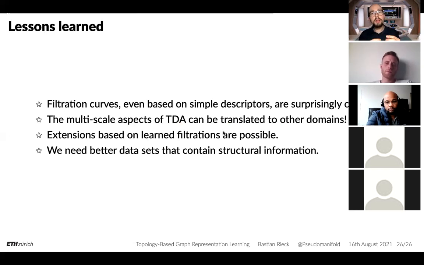But we are also showing the value of having multiple filtrations, of having multiple views of the graph. But last, and I think this is the point most dear to my heart, we also need better data sets that contain more structural information in order to be truly successful in the future in graph neural networks, because the current benchmark data sets force you in one direction with respect to optimizing a method, and that might not be the most fruitful direction for our research landscape.